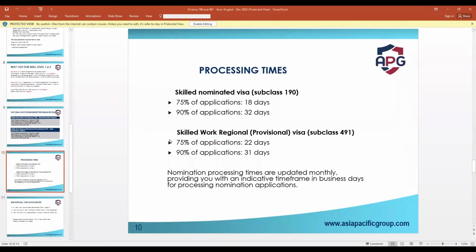The processing time. Once we lodge the visa application with the department, currently the department is processing skilled visas very quickly. 90% of the applications for the 190 visa are assessed in 32 days, and for 491, the same, 31 days. So they are very quick now. They're clearing the backlog very quickly as well.